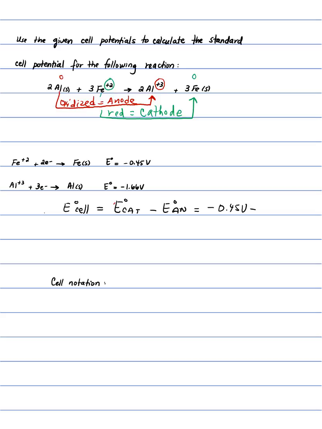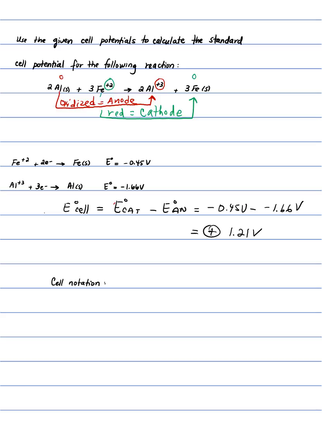What is happening in the anode is the oxidation of aluminum, and the potential for that one is negative 1.66 volts. So when you do your negative 0.45 minus negative 1.66 volts, that will give you a positive number, and that will be 1.21 volts.